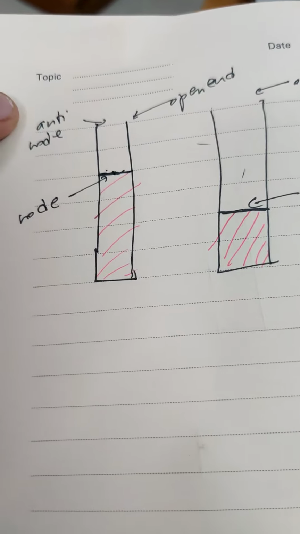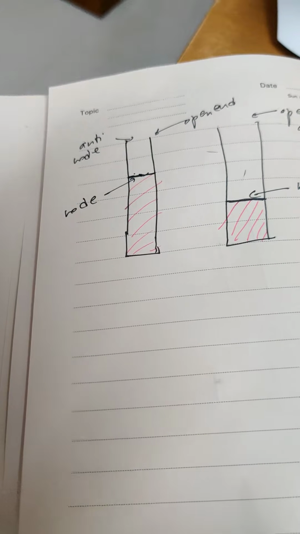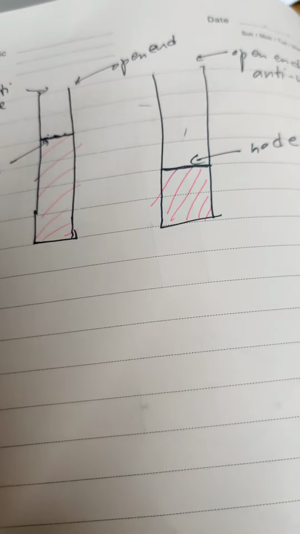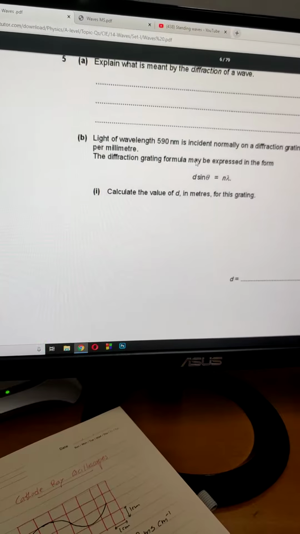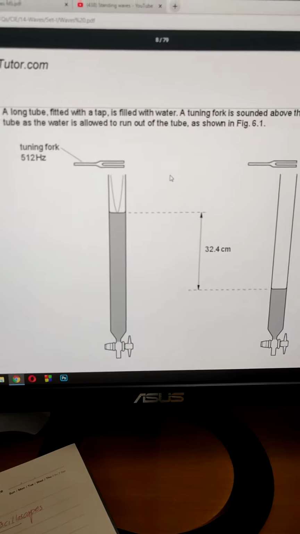Alright? Now how exactly do the sums for this look, right? So I said that this is the open end, the antinode, and this is the closed end or the node, right? Great. So let's see a sum, basically a resonance tube sum. There you go, right? See, there's one.